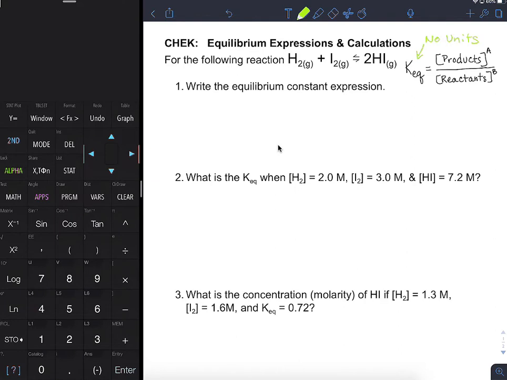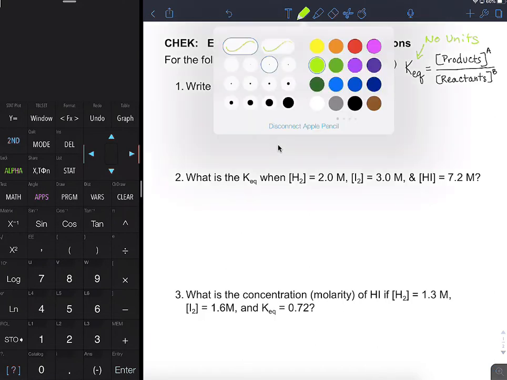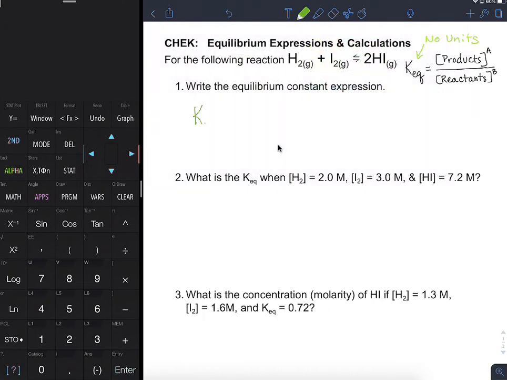So we have this hydrogen plus iodine that form hydrogen iodide. And so in this, our hydrogen iodide is going to be our products. And so that's going to go on the top. So our KEQ value is going to be equal to, on the top, hydrogen iodide. And that's going to be raised to the stoichiometric coefficient of 2. Okay, so it's going to be raised to the second power.